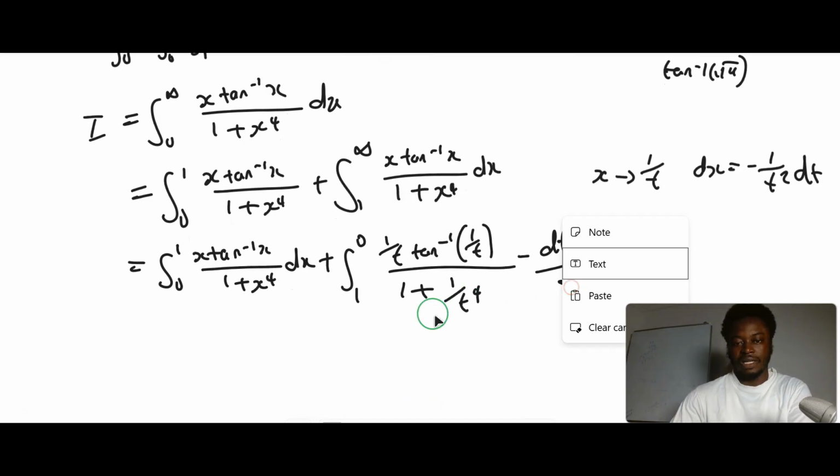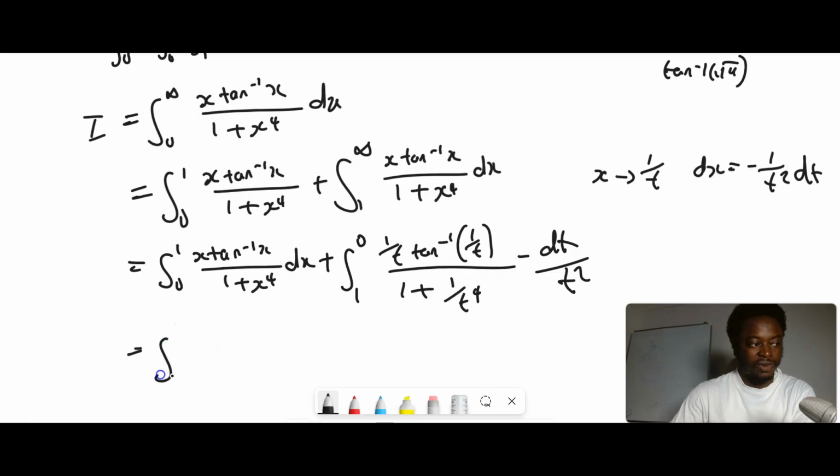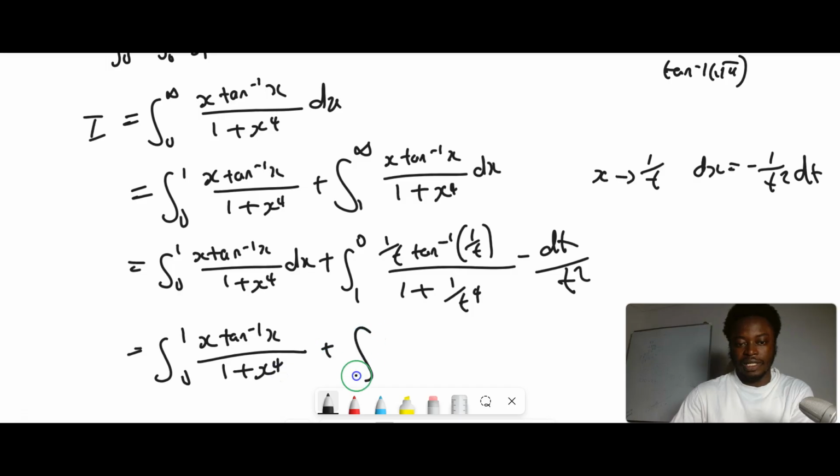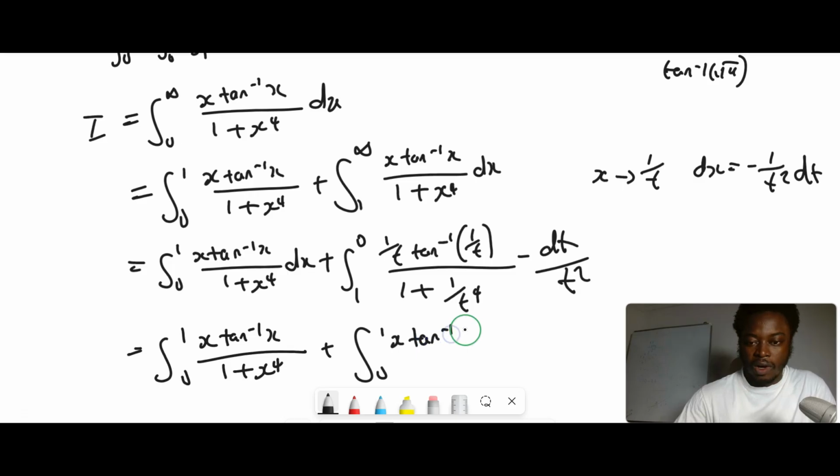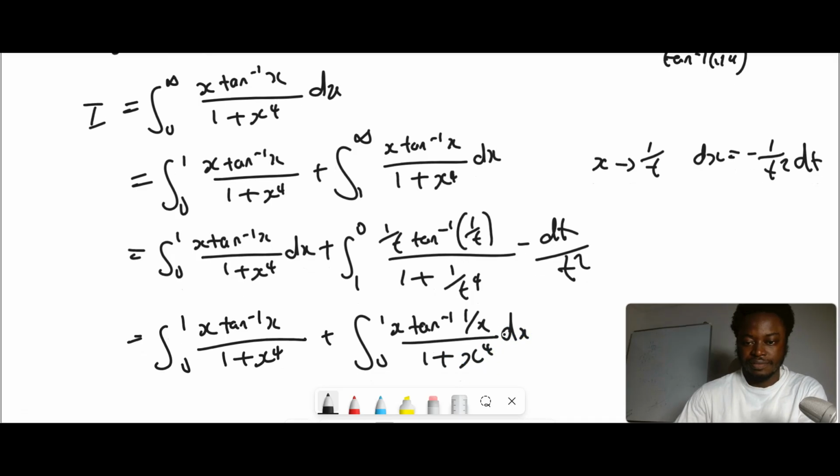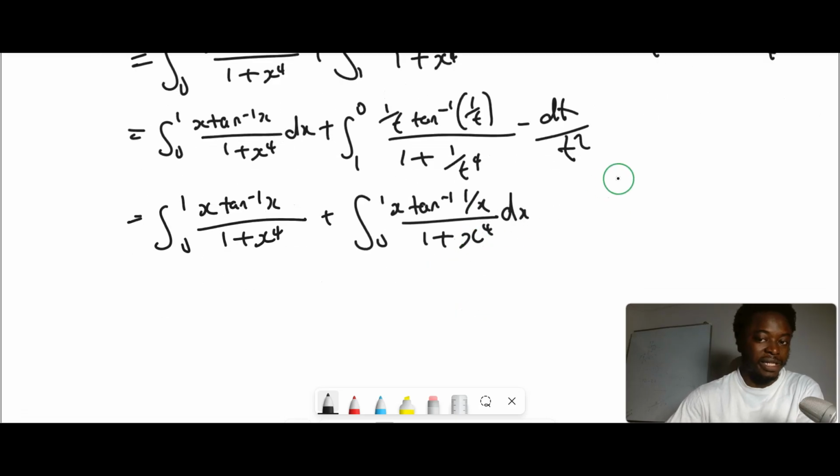Now when all is said and done here, if you simplify this, you would end up with the integral from 0 to 1 of x times tan inverse of x all divided by 1 plus x to the fourth power, plus the integral from 0 to 1 of x times the tan inverse of 1 over x all divided by 1 plus x to the fourth power dx. Here, I simply changed t to x after doing the simplification.